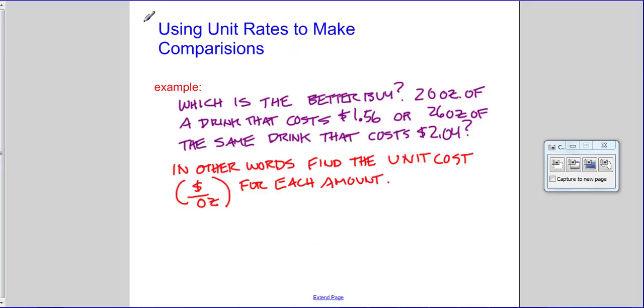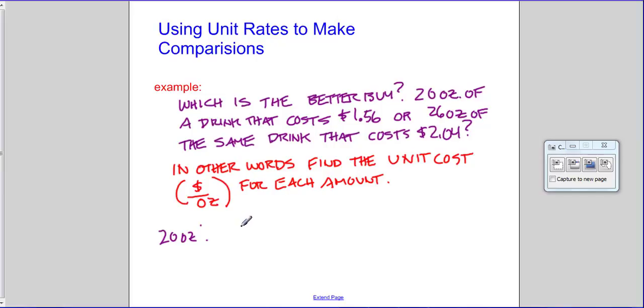Okay, using unit rates to make comparisons. Well, actually, that's what we just did in the previous two examples. So here's an example of which is a better buy. 20 ounces of a drink that costs $1.56 or 26 ounces of the same drink that costs $2.04. So we'll have the 20-ounce scenario first. So we want to find a unit cost, in other words, dollars per ounce for each amount.